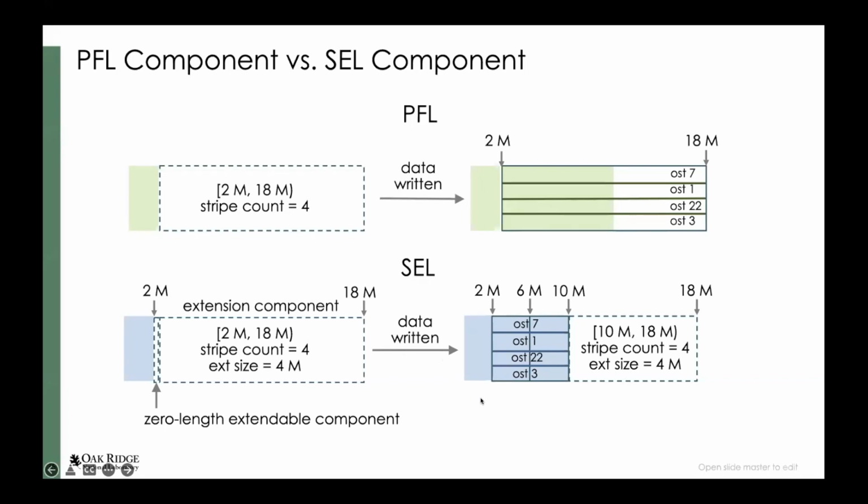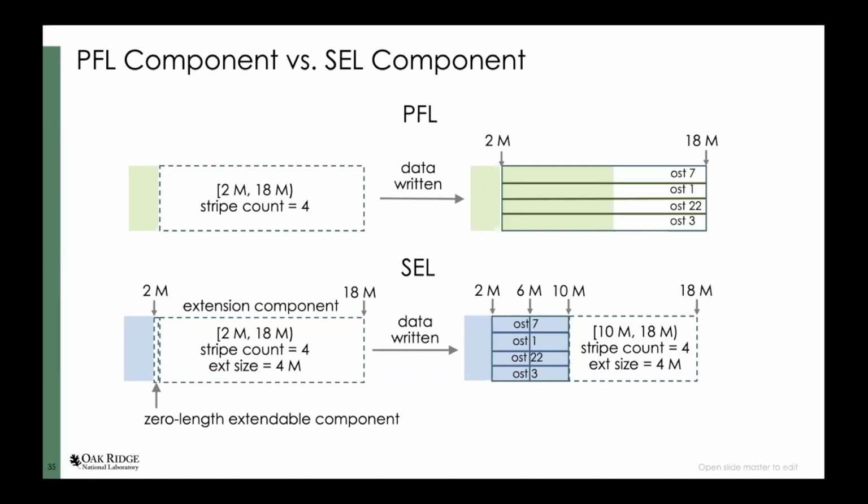So then as you write data into it, as soon as you cross that 2 megabyte threshold, it will extend that initial 0-length component into a 4 megabyte length component. So now that component covers from 2 megs to 6 megs, and then Lustre assigns 4 OSTs to it. You can start writing data into it.